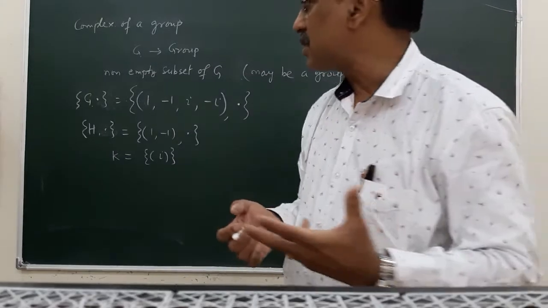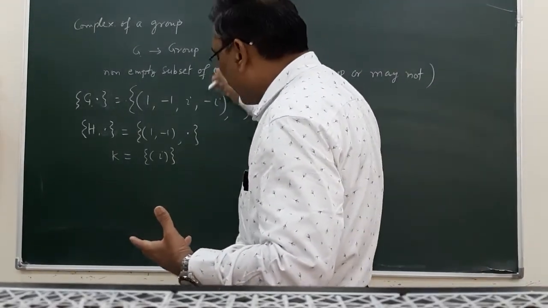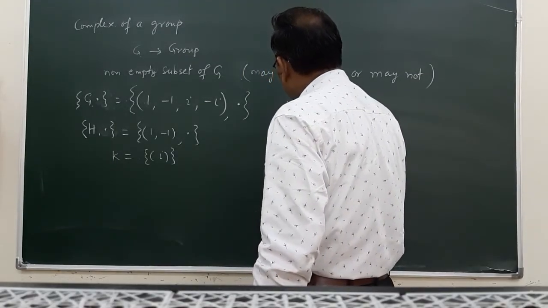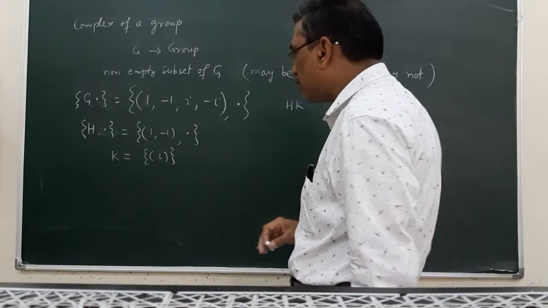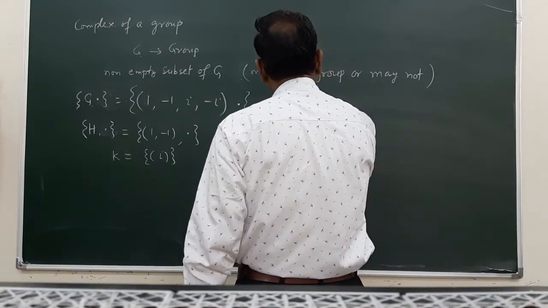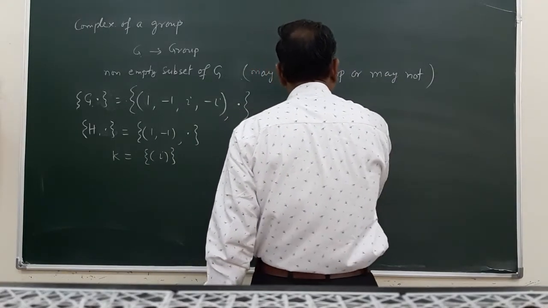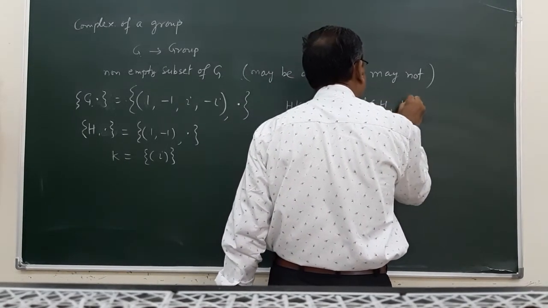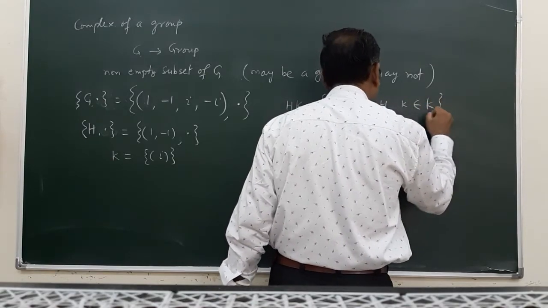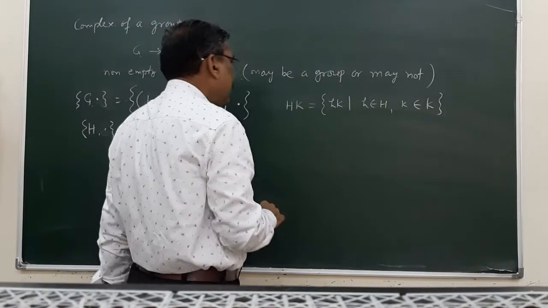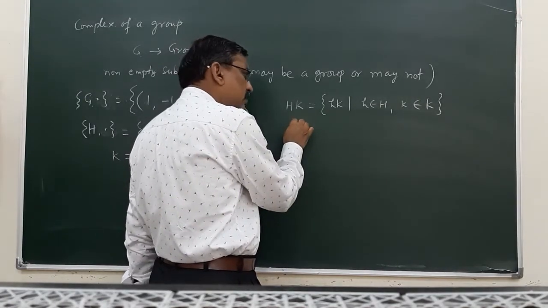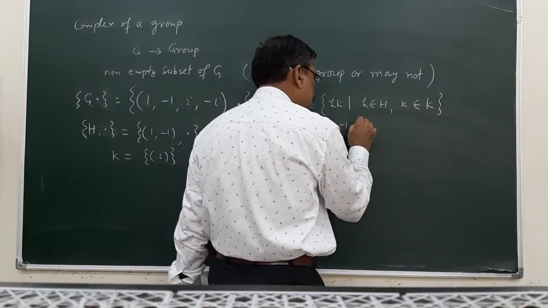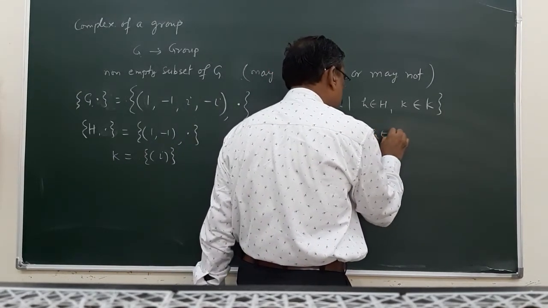So complex, what is complex? We defined it here. Now we want to find the complex multiplication of complexes HK. What is HK? We can write HK as h k such that h belongs to H and k belongs to K. And H inverse is nothing but h inverse such that h belongs to H.